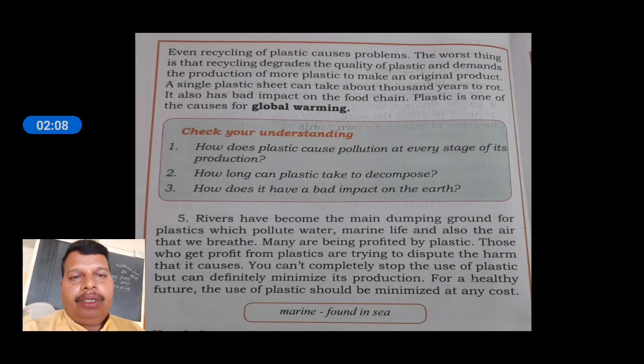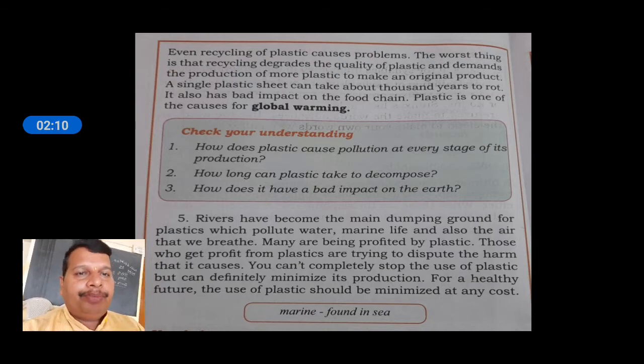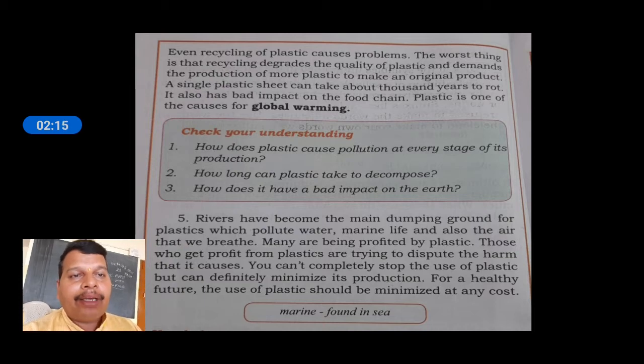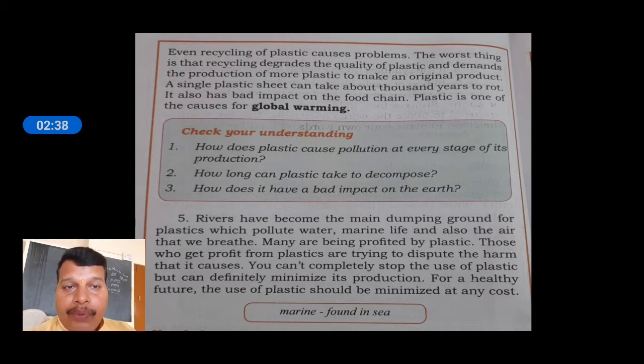Here are some questions, children. How does plastic cause pollution at every stage of its production? How long can plastic take to decompose? How does it have a bad impact on the earth? Rivers have become the main dumping ground for plastic, which pollutes water, marine life, and also the air we breathe. Many are being profited by plastic. Those who get profit from plastic are trying to dispute the harm that it causes.